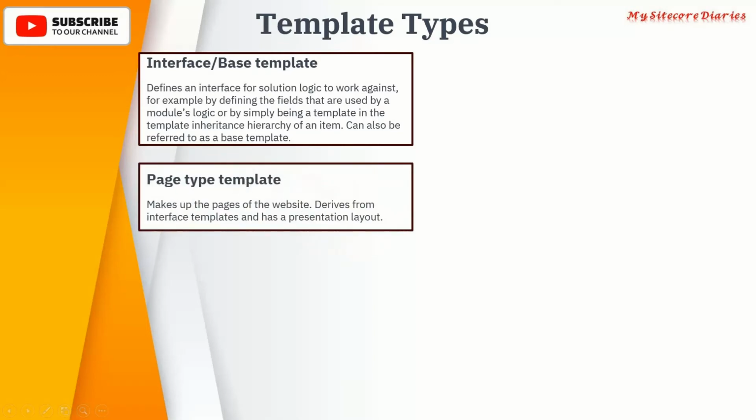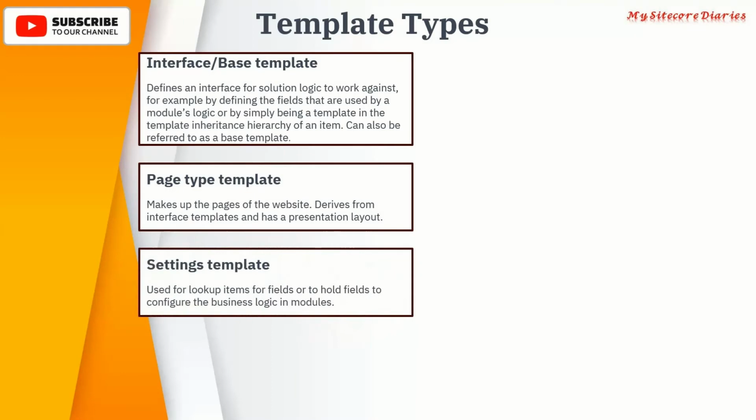Then you have a page type template. A page type template is basically what makes your pages. It will have the presentation details, the details about how the data can be presented to the user. So that presentation data will be there. That is called a page template, which represents your pages.